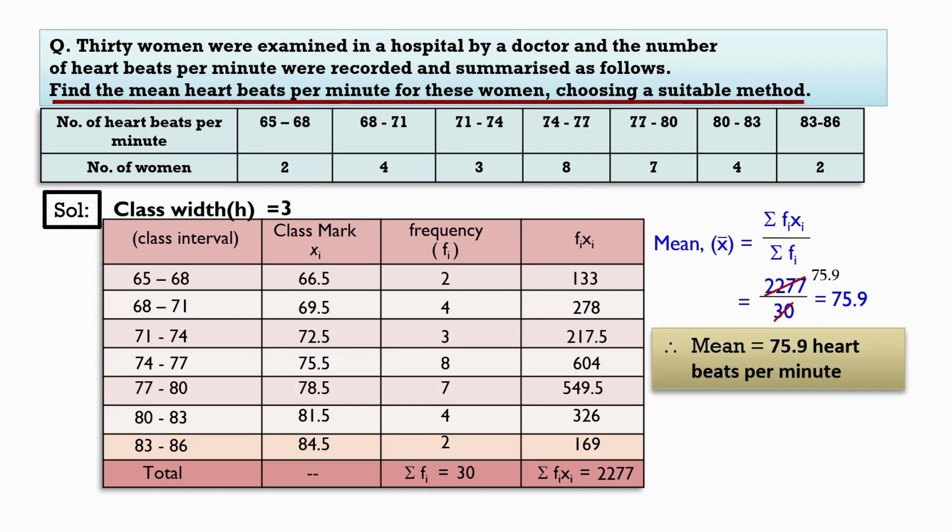So the answer will be, whenever we find the mean, after the mean value is found, we have to check what the question is asking. So mean here, in this case, is 75.9 heartbeats per minute. So that you need to write down. Okay, just don't write mean equal to 75.9. You have to write whatever they are asking in the question as well. So that is heartbeats per minute.